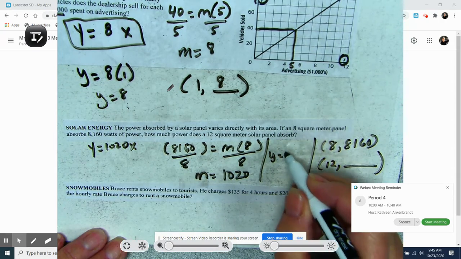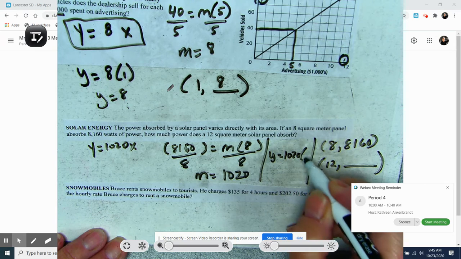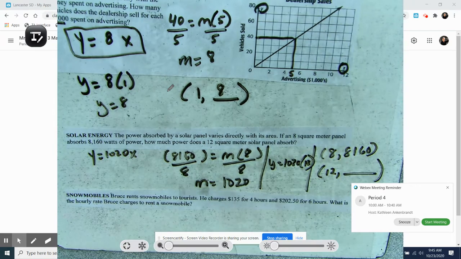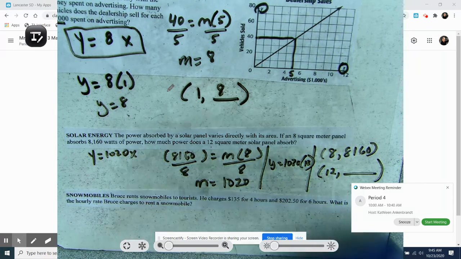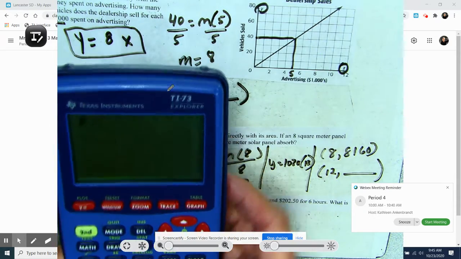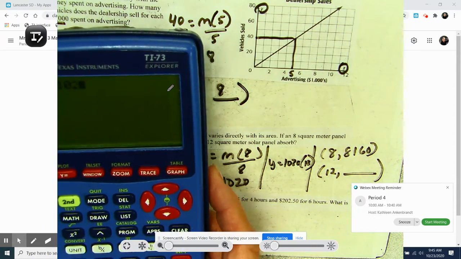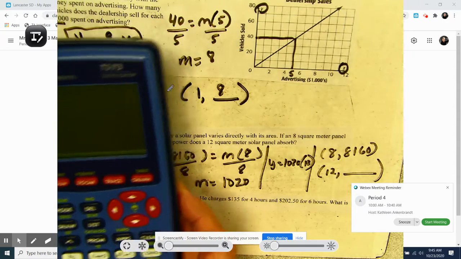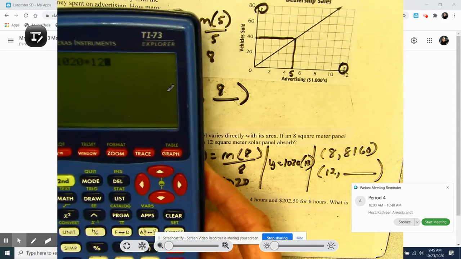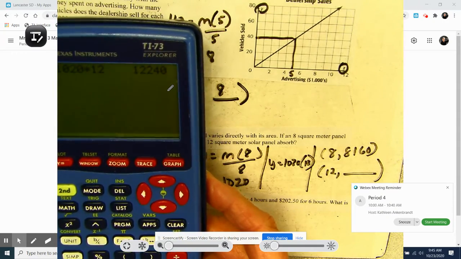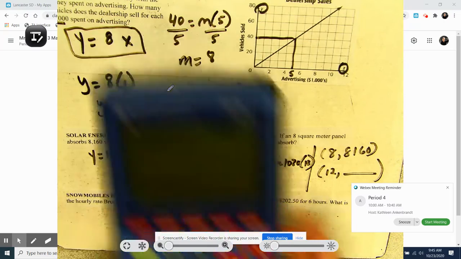So y equals 1020x, and we're going to multiply that times 12. And when we take 1,020 and multiply that times 12, because that's what x is, we're going to find out the answer is 12,240.